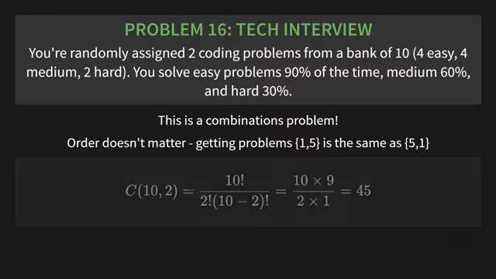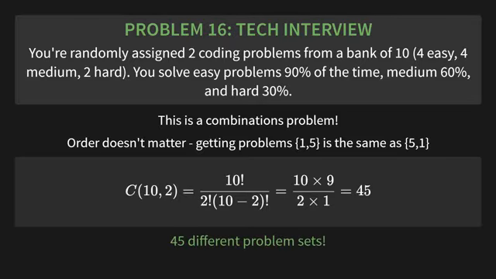Check out this combination formula. We need 10 choose 2. That's all the ways to pick 2 problems from 10. When we work it out, 10 times 9 divided by 2, that's 45 different possible problem sets.